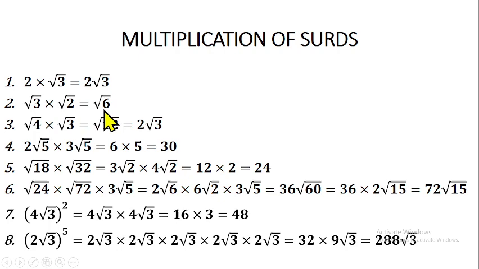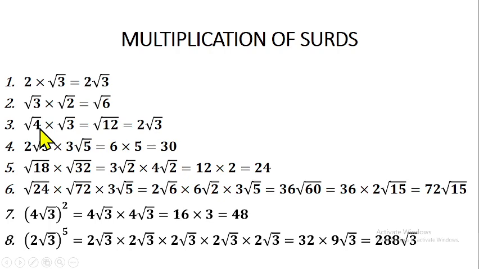Can we multiply root 4 times root 3? Yes, you can multiply it. Before we multiply, you can just say that this will give us root 4 times 3, and that will give us root 12. But if I want to work smartly, I can simplify root 4 further. Root 4 is 2. So that means 2 times root 3 gives us 2 root 3. But I can also say that root 4 times root 3 gives us root 12.